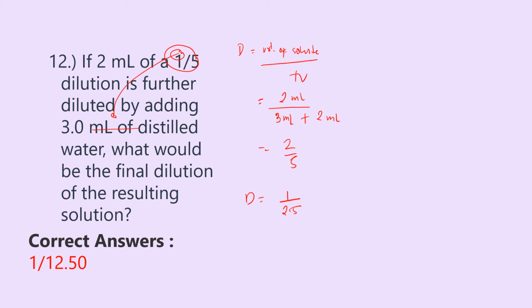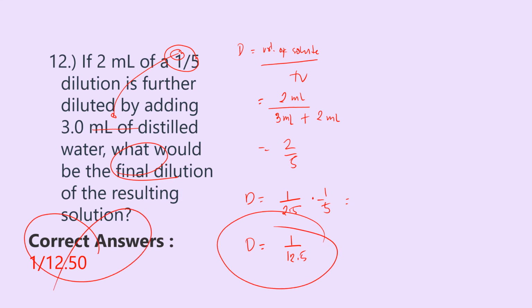So remember, we are going to look for the final dilution. So you have to multiply it with the dilution of the previous tube. So therefore, you have 1 over 5. So that becomes D is equal to 1 over 12.50. So this is the final dilution now of the second tube.